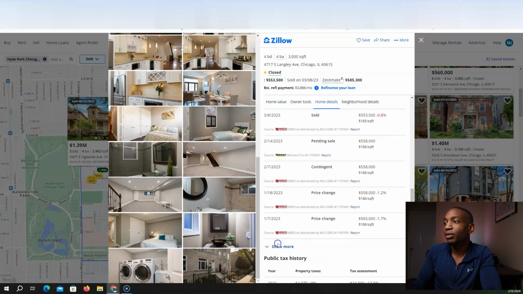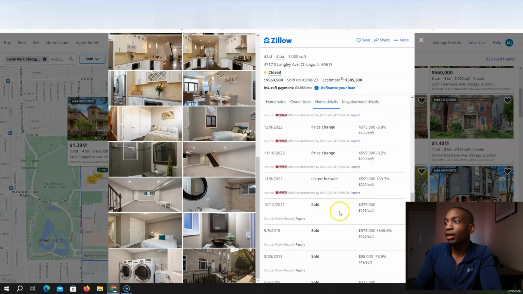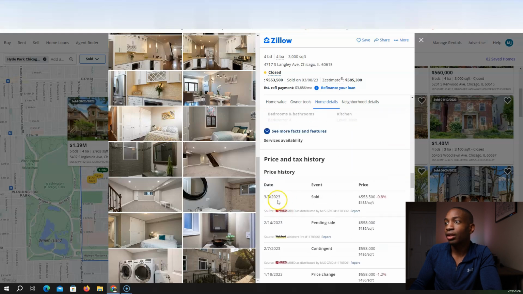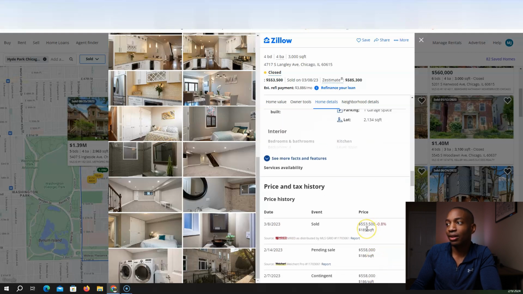And you can tell that it was a flip property possibly because they sold the property in October of 2022, and then they sold it 5 to 6 months later, right? So you can tell that this was a flip property, right? Bought it for $375, sold it for $553. So these are the comps that you're looking for.